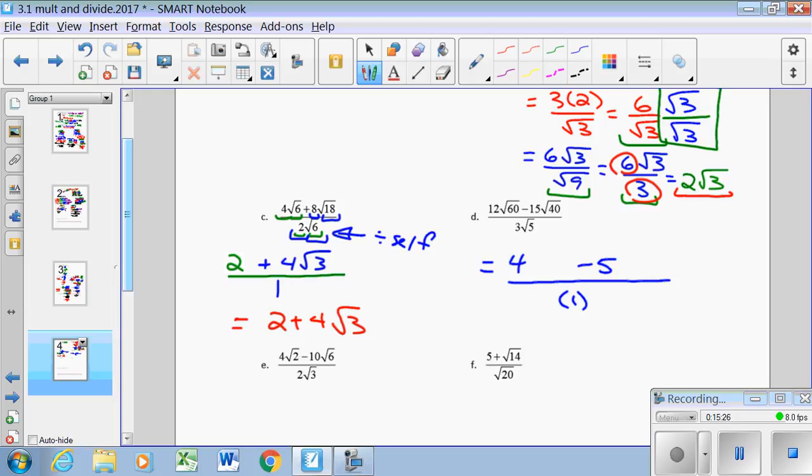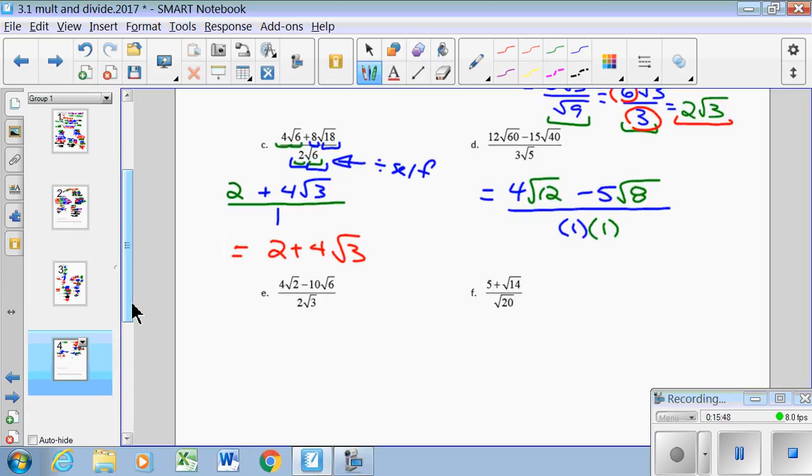Root 60 divided by 5 is root 12. Root 40 divided by 5 is root 8. Root 5 divided by itself is 1. So I have 4 root 12 minus 5 root 8 over 1 times 1, because the numbers are divided by the numbers and the radicals divided by the radicals. I can simplify it. If this was algebra, we'd be done. But we're not doing algebra. We've got root 12, we've got root 8, and I'm going to get rid of the bottom of the fraction because it's just 1 times 1.